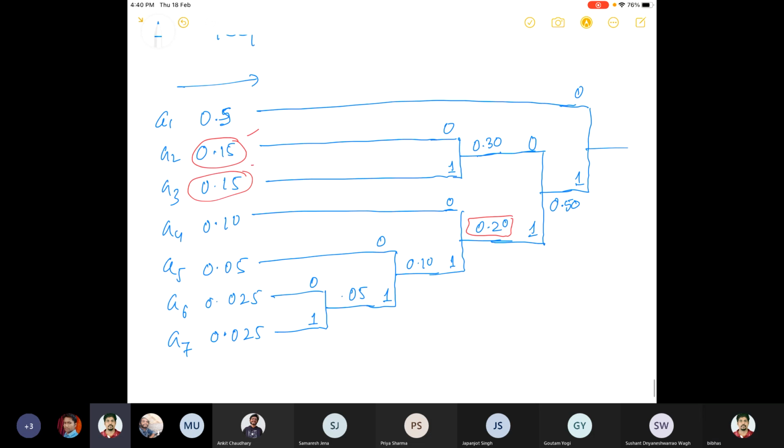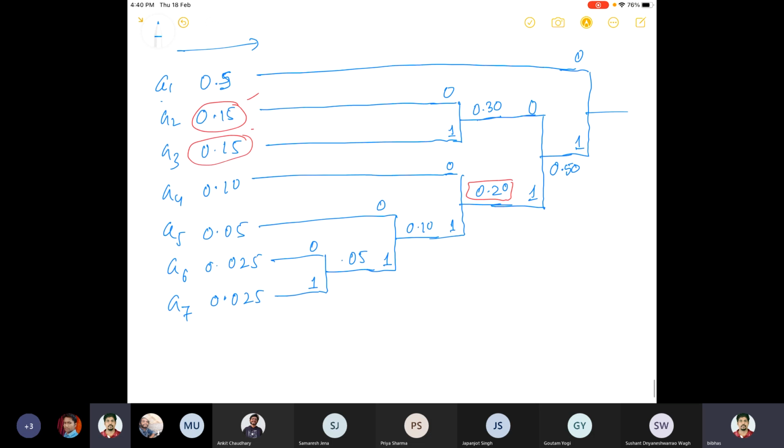Now you already know the code words. What is the code word for A1? It is 0. The code word for A2 will be 100. For A3, 101. Let me write down the tree. Suppose I start from here. This is my origin. Then I have 0, I have 1, 0, 1. Now this 1 has a branch. So let's see, I have a branch here.